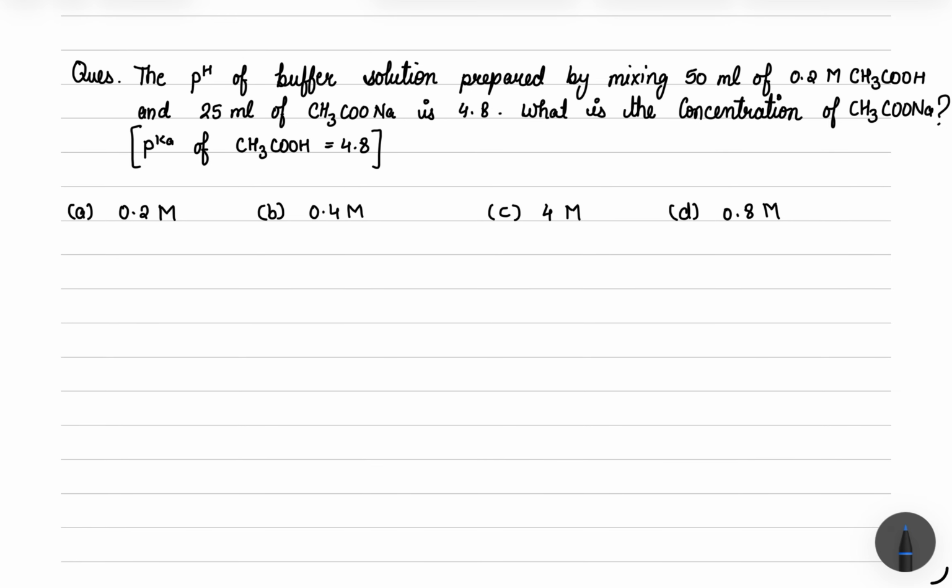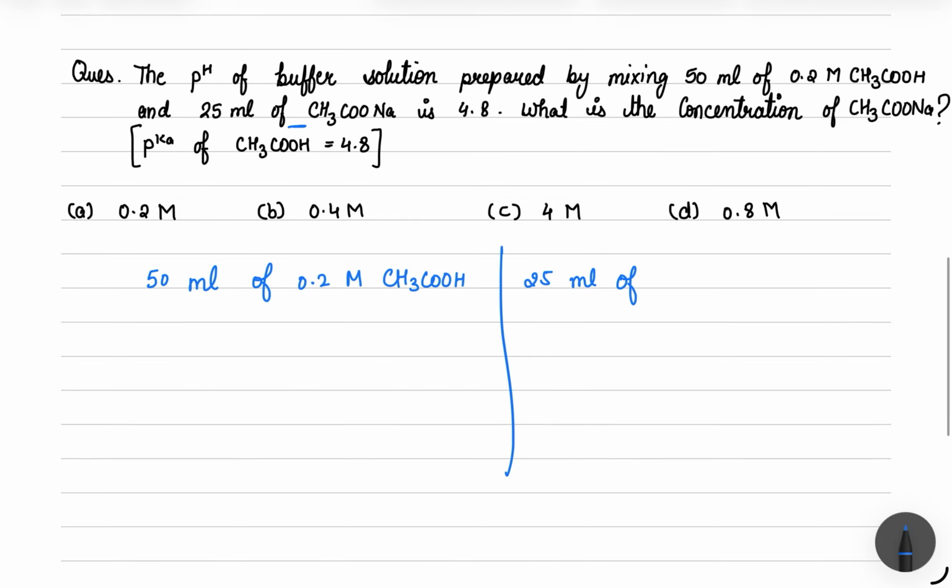The pH of buffer solution prepared by mixing 50 ml of, write it down, 50 ml of 0.2 molar CH3COOH acetic acid and 25 ml of, see, nothing is given. Concentration of salt is not given. So let's say we will take it as x molar sodium acetate, CH3COONa.